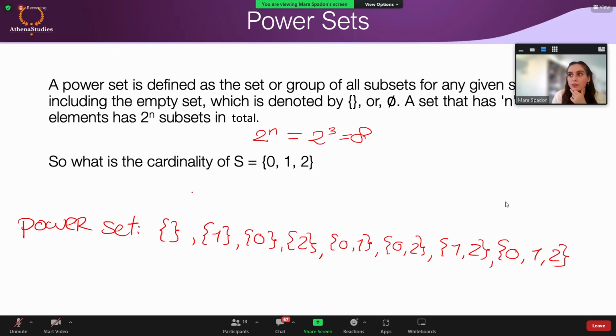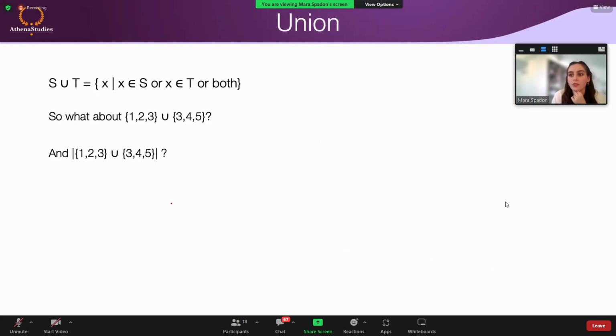Okay. I think this one is clear as well. So we just discussed the union as well. So the union is any element of X or any element of T or both. So just everything combined. So if you would rewrite this, what would its union look like?